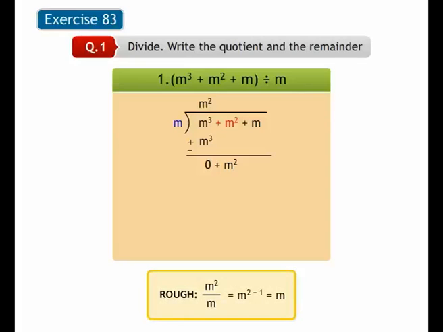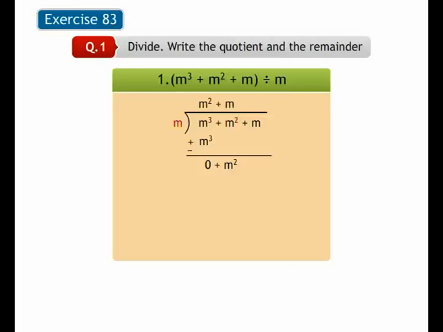Hence, plus m square upon m is equal to plus m raised to 2 minus 1, which is equal to plus m raised to 1, which is equal to plus m, and that becomes the second part of the quotient. Now we will write plus m as the second part of the quotient above the line and the product of m and plus m, that is the product of the divisor and the quotient, which is equal to plus m square, exactly below the second part of the dividend.